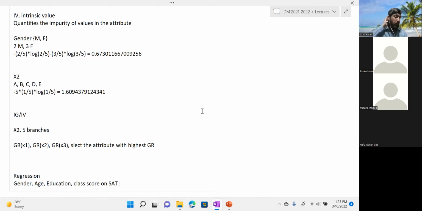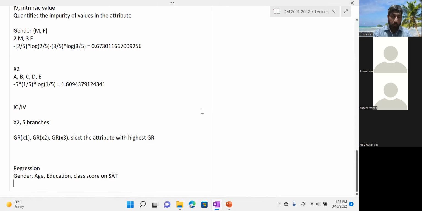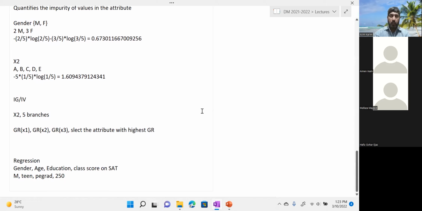So now we want to not predict a label from a possible set of labels, but we want to predict a continuous value. And of course, you will have a data set for this. So you will have an example where the person is male, their age is, let's say, teen, and their education, I don't know what we decided, pre-grad, and their score, I don't know how high SAT scores go, 250 let's say. And similarly you have other examples like that.